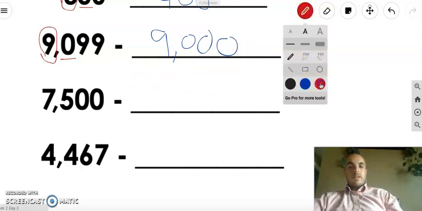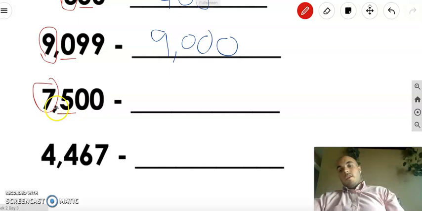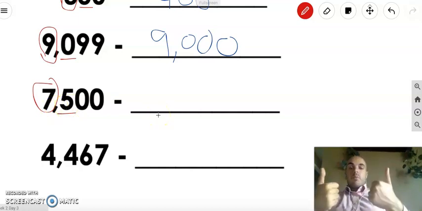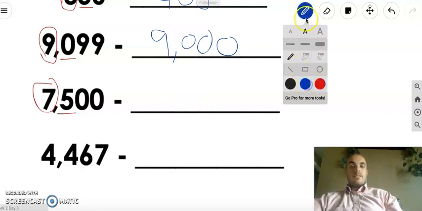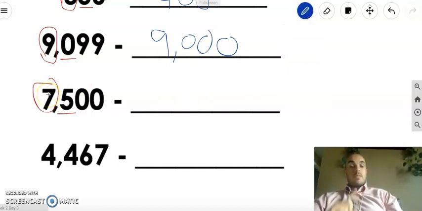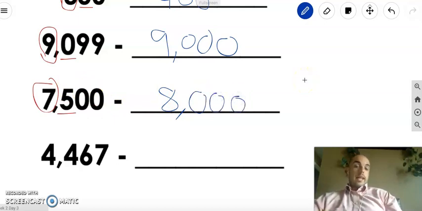Let's do the same thing with our 7,500. So I'm rounding to the thousands place. I have a 7 here. I'm going to underline my 5, looking next door. Is 5 4 or less or 5 or more? It's 5 or more. So I'm going to raise the score of that 7, that thousands place, by 1, going up. It's now an 8, and I have 3 numbers after it, so I have 3 zeros, 8,000.